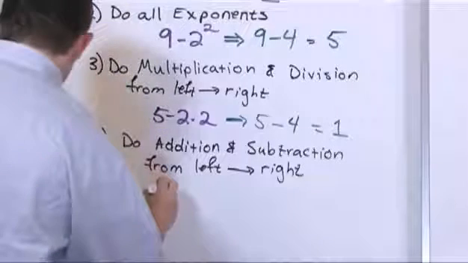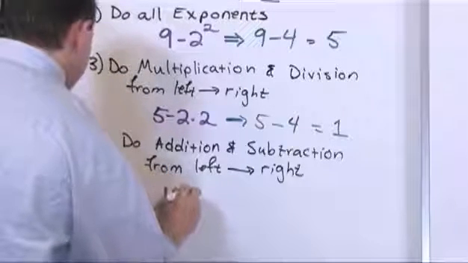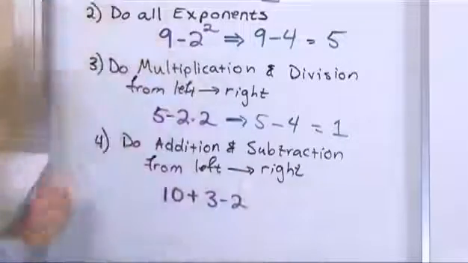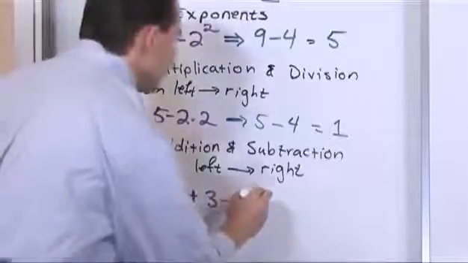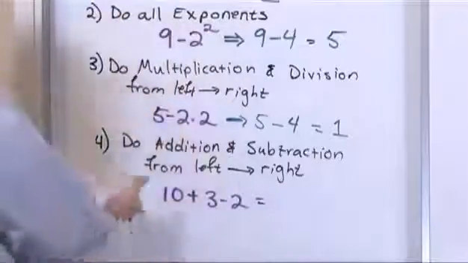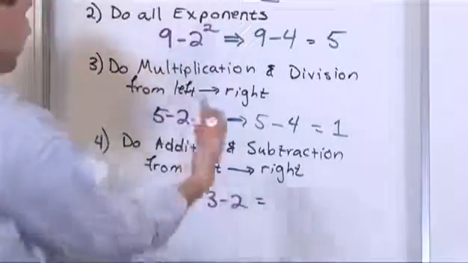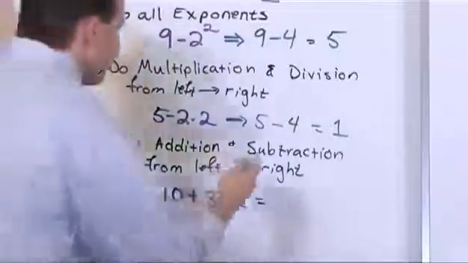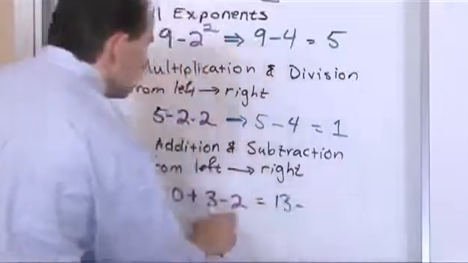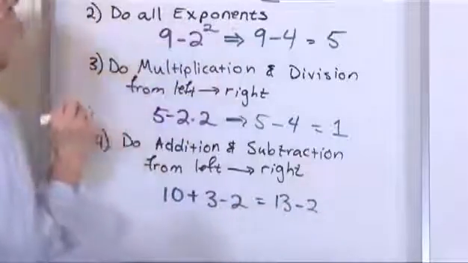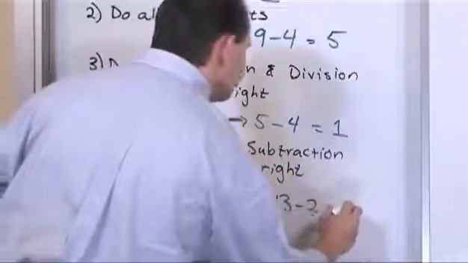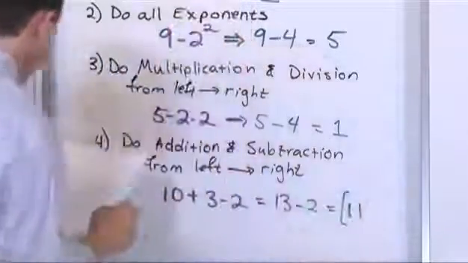So for instance, if you had 10 plus 3 minus 2, then how would you simplify this guy? You would go left to right. You would say 10 plus 3 gives me 13. Let me go ahead and switch colors here. 10 plus 3 gives me 13, but I still have to subtract my 2, so I just write that down. And then for the final step, 13 minus 2 is going to give me 11. And that is the answer.